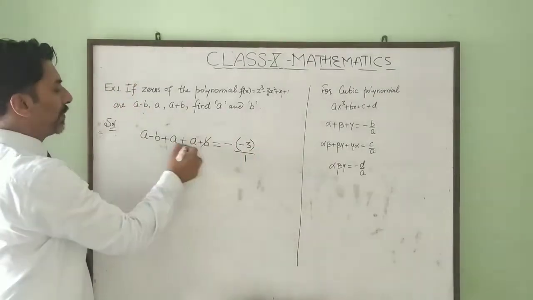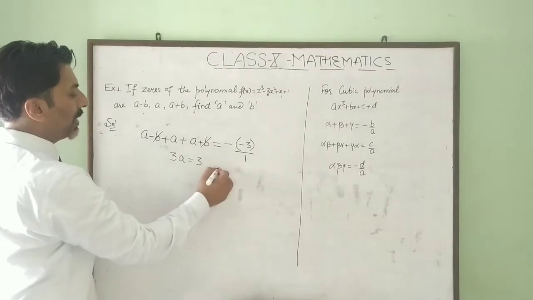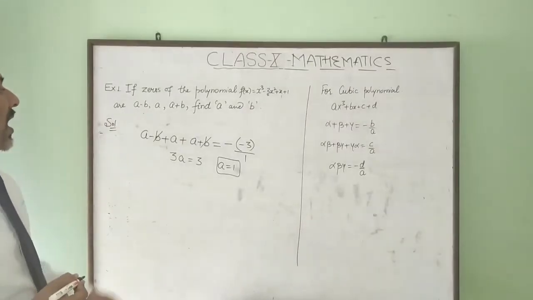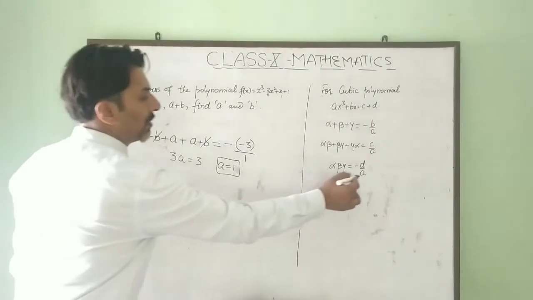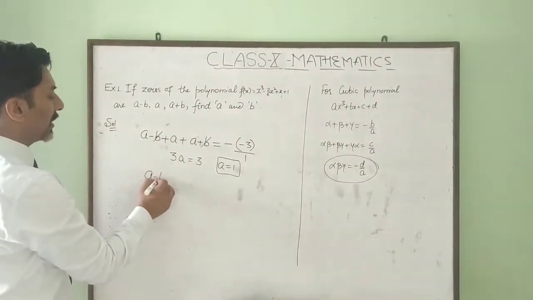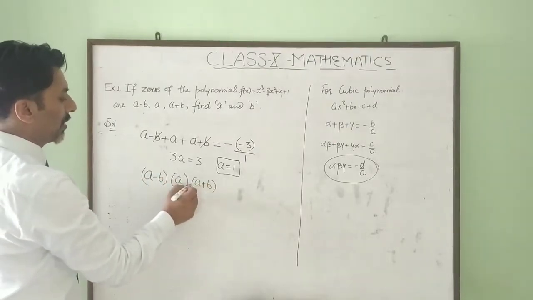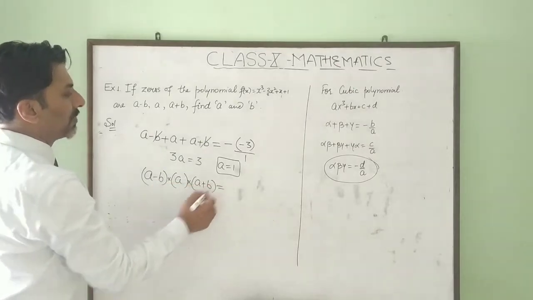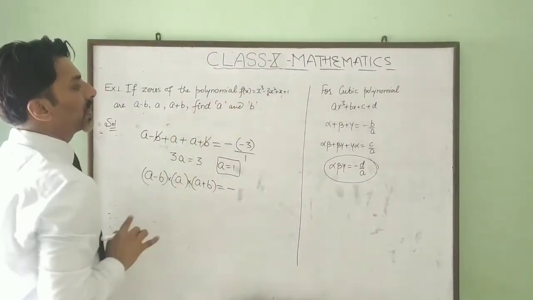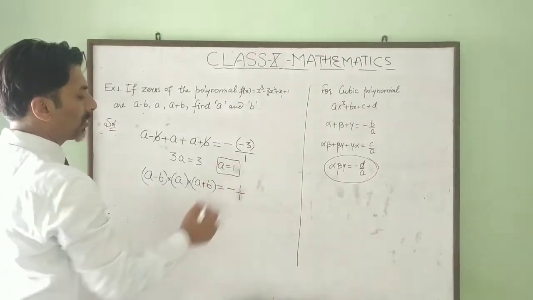So from here you will get b and b cancel each other. 3 times a equals 3, and from here you can write a equals 1. After that I have one more part, the product of zeros. So in this case, the product of zeros means (a minus b), a, (a plus b). It equals negative d upon a, meaning the constant term upon the coefficient of x cube. So the constant is 1 and the coefficient of x cube is also 1, so it is 1.